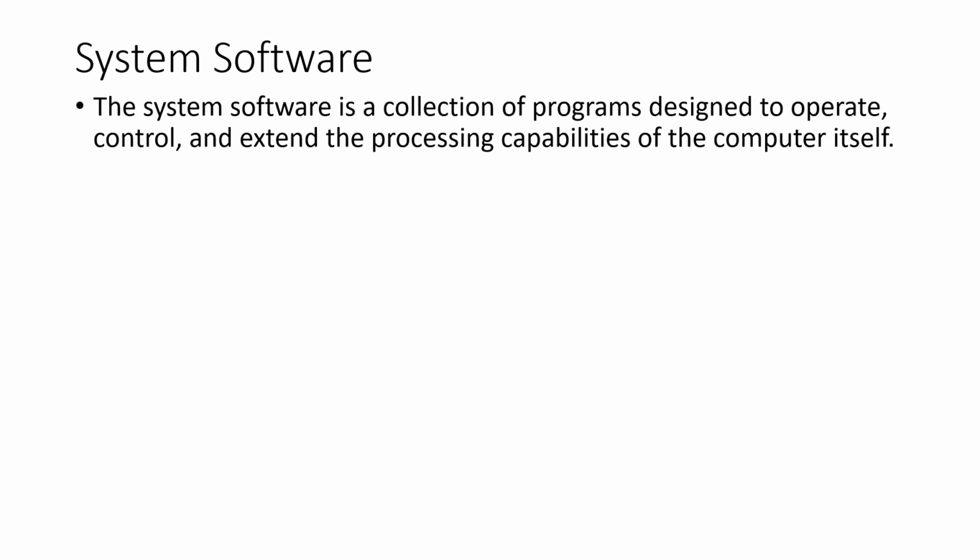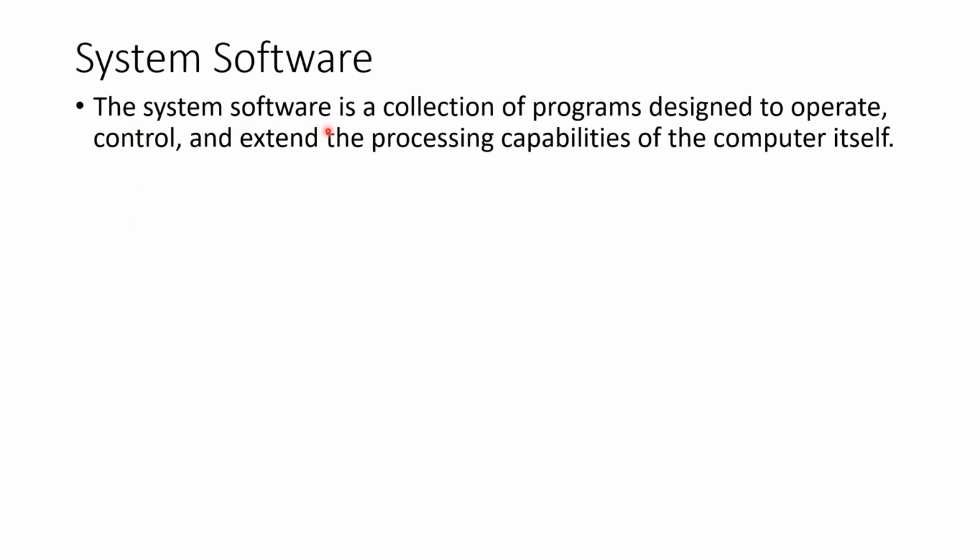Now we will see the different types of software. First one is system software, which we have seen in our previous slide on types of software. In this slide we are going to see more details about system software and its examples.